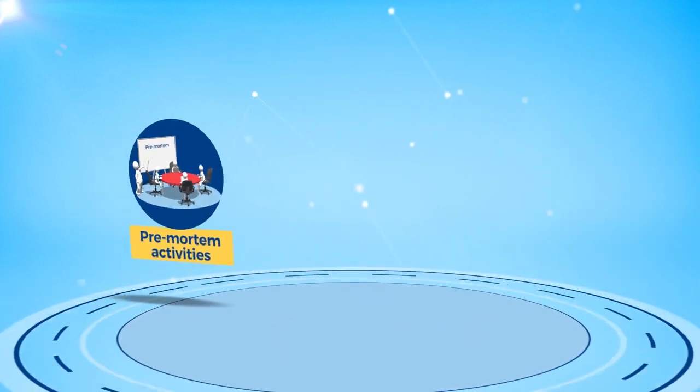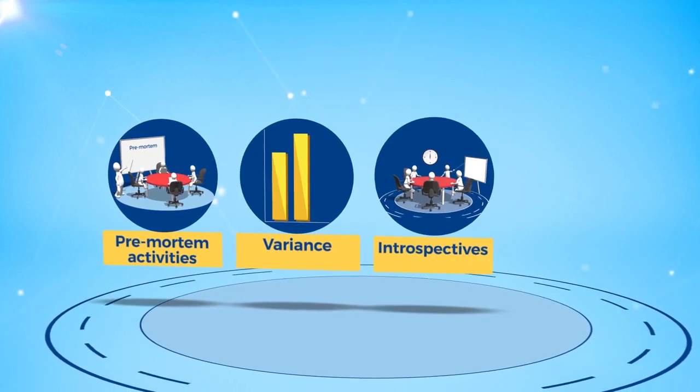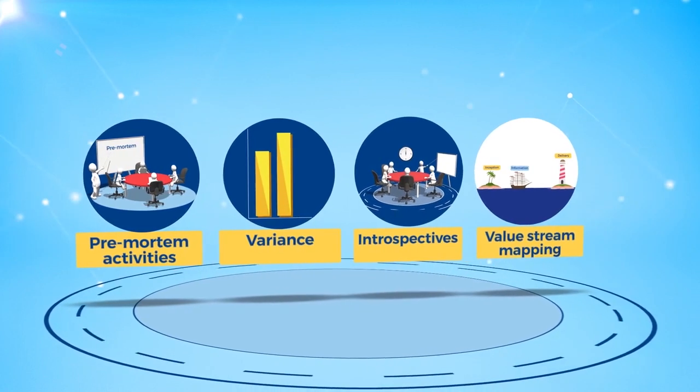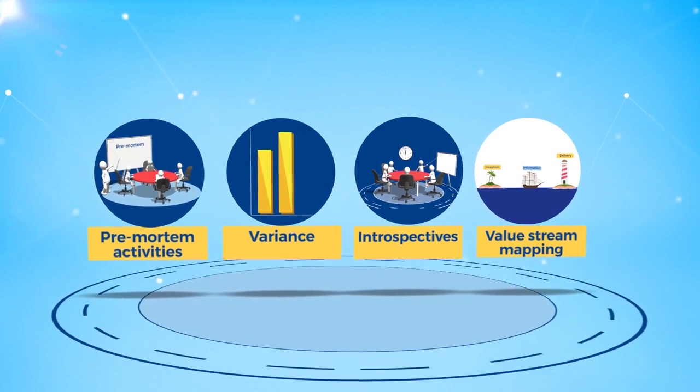In summary, pre-mortem activities, variance and trend analysis, introspectives, and value stream mapping are common risk management strategies you can use in your Agile project to identify and mitigate risk.